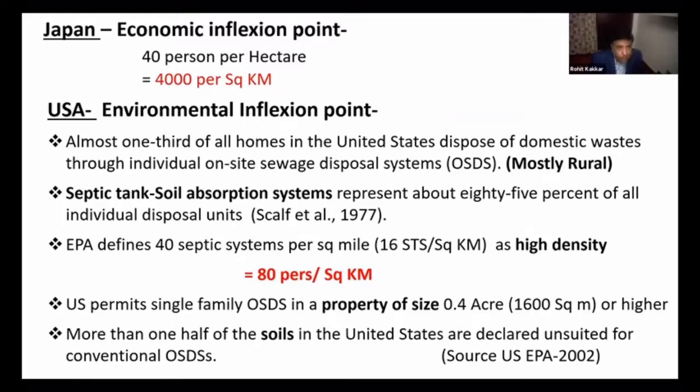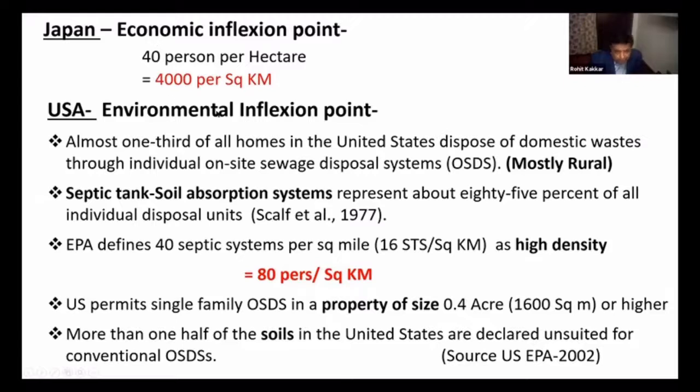Like I said, Japan is 40 persons per hectare, which can be corresponded to 4,000 per square kilometer, because there are 100 hectares in a square kilometer, so it's fine. In case the complete area is filled with people, then that becomes 4,000 per square kilometer. USA also has some environmental inflection point.